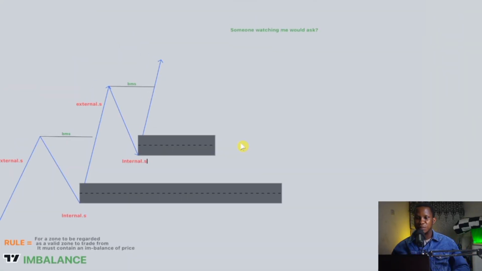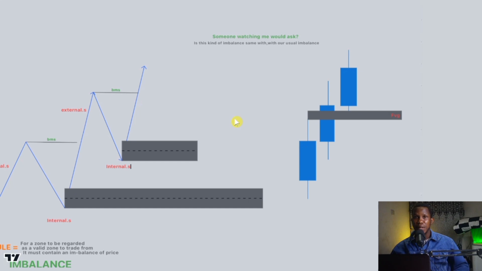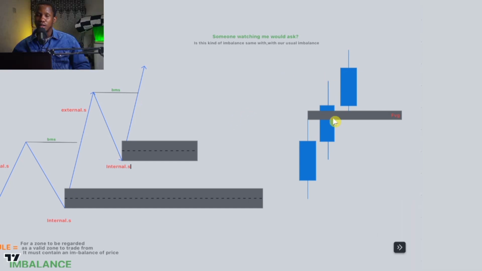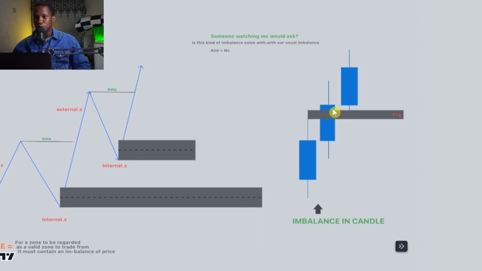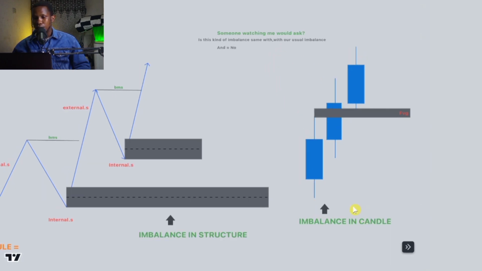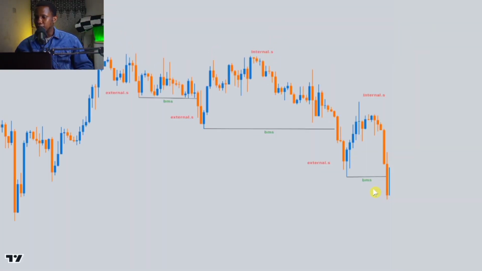Someone watching me will ask, is this imbalance the same as the normal imbalance we have? The answer is, no. This is called imbalance in candle, and this is called imbalance in market structure. So let's take a look at this example. There is a take out of the sell side liquidity, external and internal liquidities in the market. The order flow of this chart is bearish.